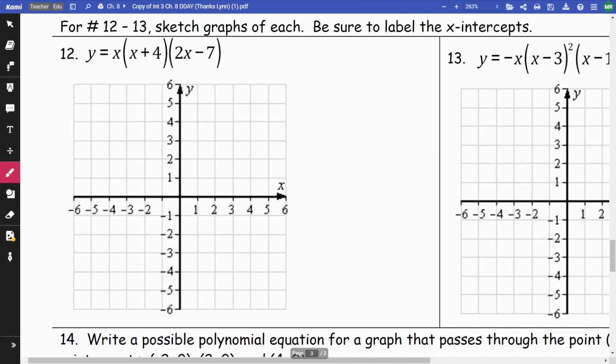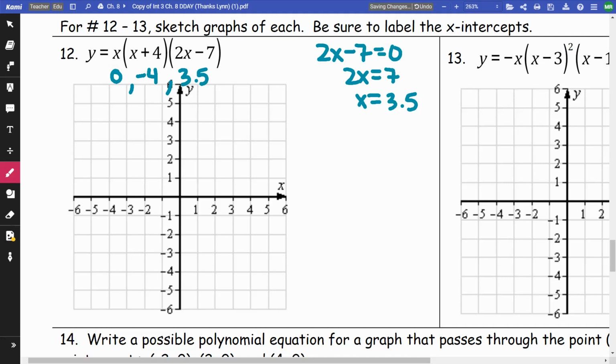On number 12, I'm going to ignore the y-axis labeling and just focus on the x, because I'm not going to be paying attention to how high or low I'm going. So when I'm doing this, I need to find my zeros, my roots. So I'm going to have 0, -4. And when I take 2x minus 7 and set it equal to 0, I'm going to add 7 and divide by 2. So I get 3.5 or 7/2.